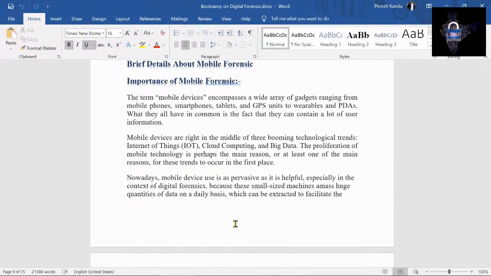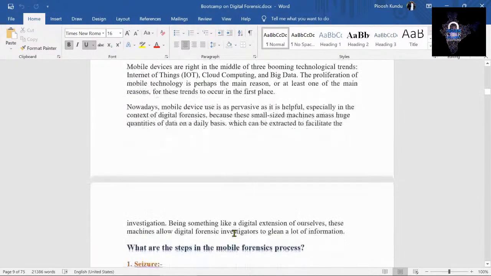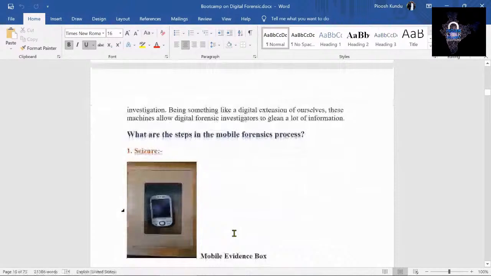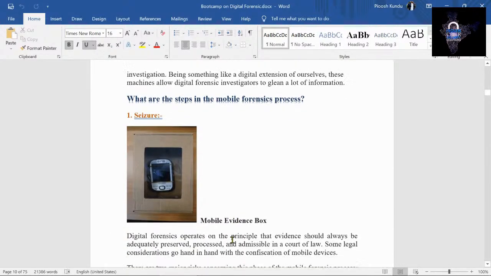Nowadays the use of mobile devices is helpful, especially in the context of digital forensics. Because of their small size, these machines hold a huge quantity of data on a daily basis, which can be extracted to facilitate investigations. They are something like a digital extension of ourselves, and these machines now allow the digital forensic investigator to glean a lot of information. Now, what are the stages of the mobile forensic process?